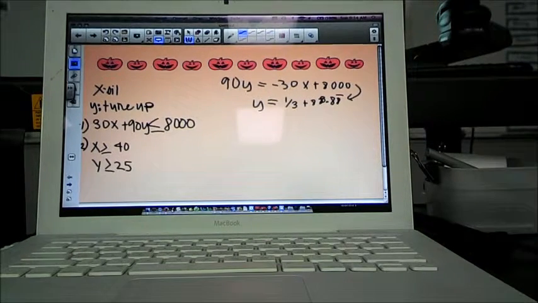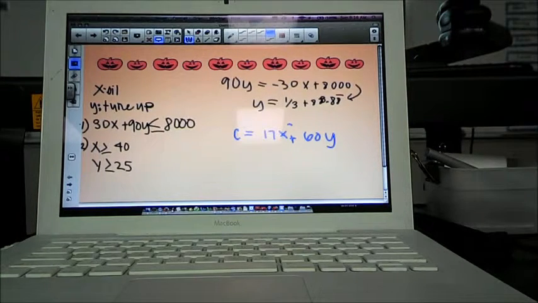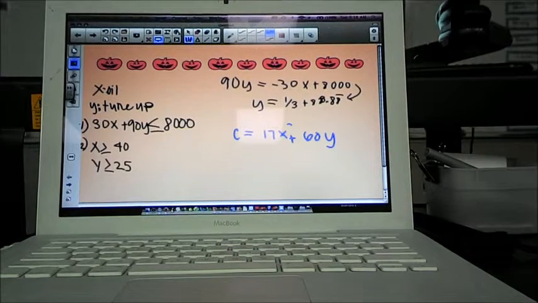Okay, we have to figure out the objective function. So we're going to switch to a blue. So the objective function is c equals 17x plus 60y. And that is your objective function. Now I'm going to hand it over to my handy-dandy colleague, Monica, and she will take you through step 3.